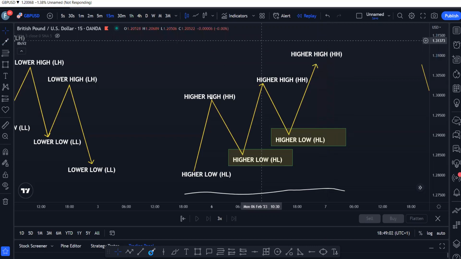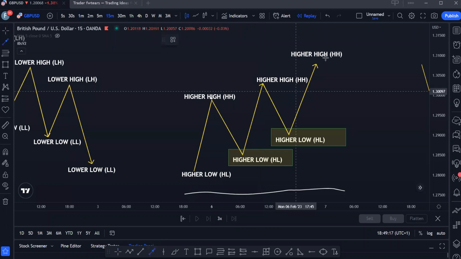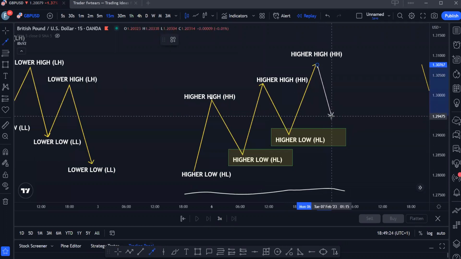Okay. My app is hanging, so let's wait for that to come back. Right. In an uptrend, you want to wait for a correction. Okay. This is the correction like so. You want to wait for price to correct itself. Remember, we labeled what a trend is. You want to wait for a correction.